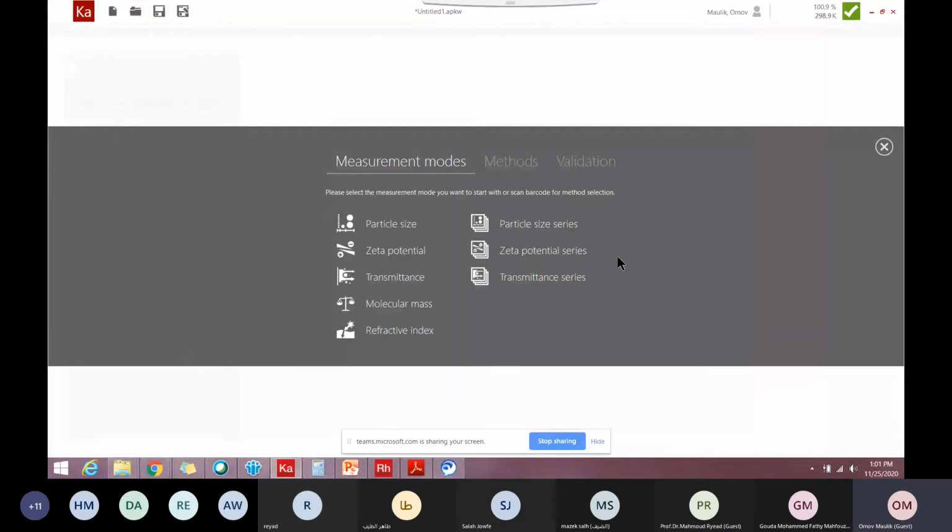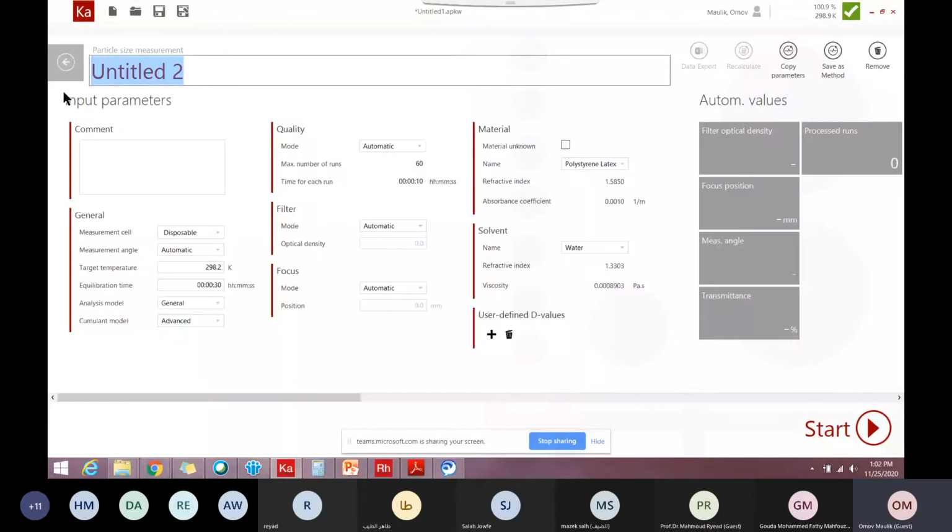I'll quickly go to the particle size measurement, where I will first put the name over here. And here you can see these are the only parameters that you need to set on this instrument. Based on that, you then need to start the experiment.